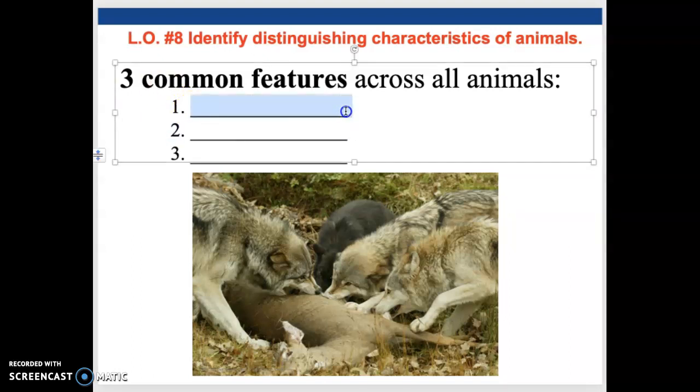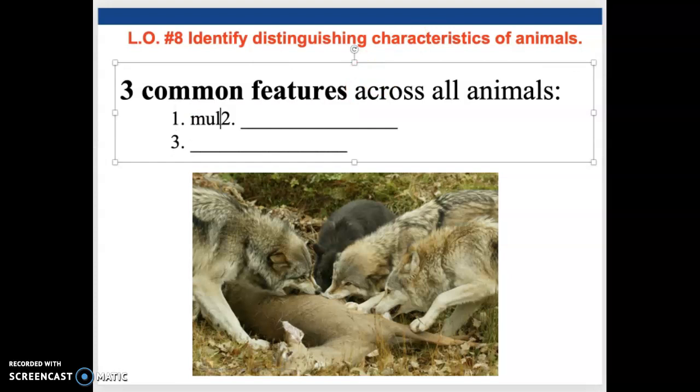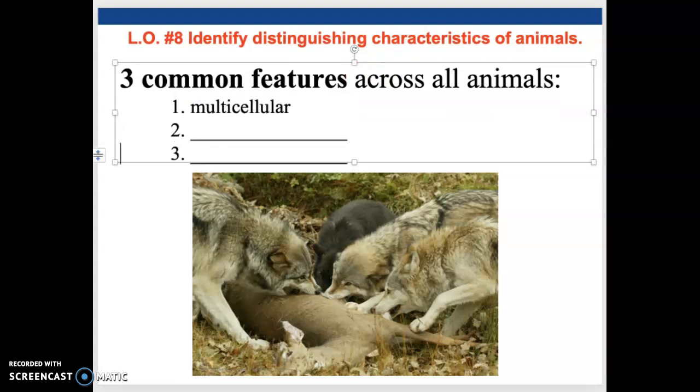Okay, so first common feature here. Animals are multicellular. They are made up of a whole bunch of cells. So that's where the protists kind of get moved into their own category. We don't see multicellular protists that have these other additional features.